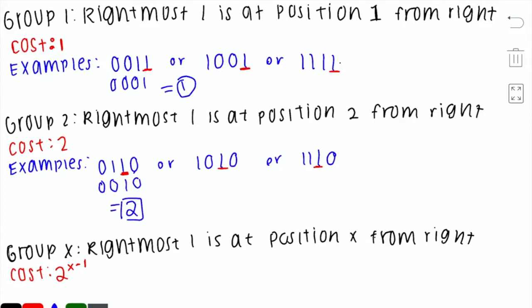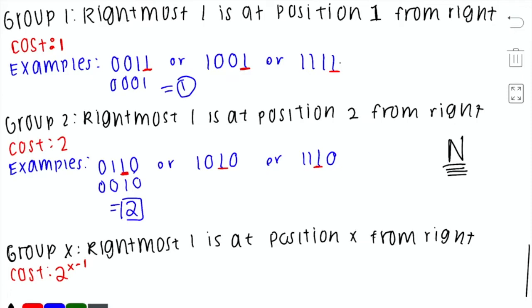And so we can actually generalize this. For group X, where the rightmost one is at position X from the right, the cost is 2 to the power of X minus 1. Okay, so let's go back to the original problem. Again, we're given a number n, which represents the number of cities, and we want to find the cost of connecting all of these cities together with roads.